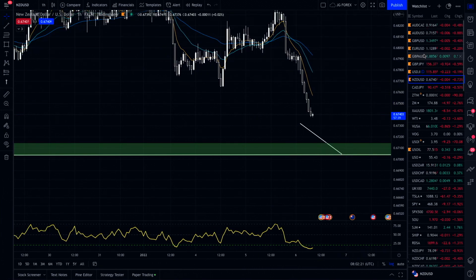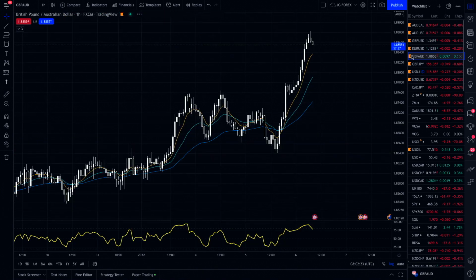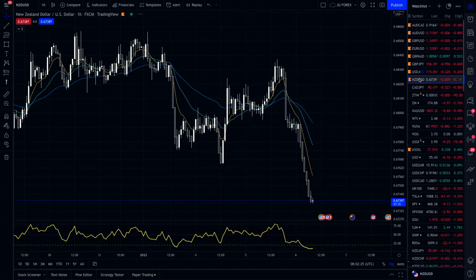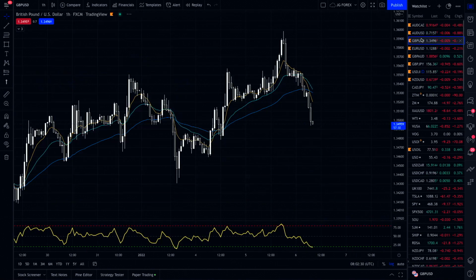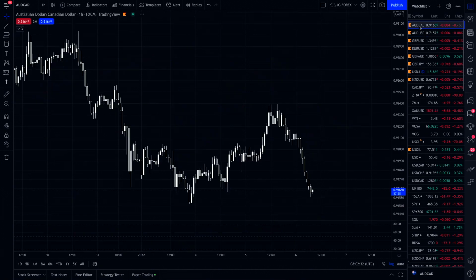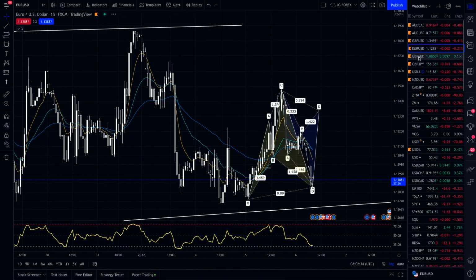Something I'll be looking at. Really, the two trades on the radar for me are the pound Aussie and the New Zealand dollar, and they're similar trades in two separate directions, and other than that, the rest is just noise for me.